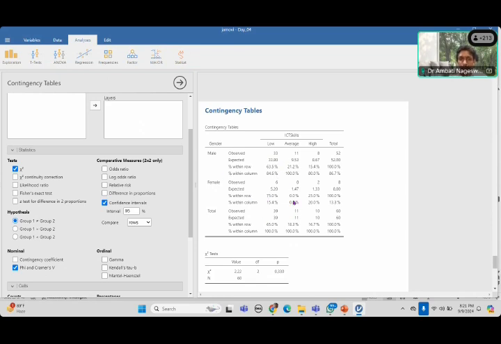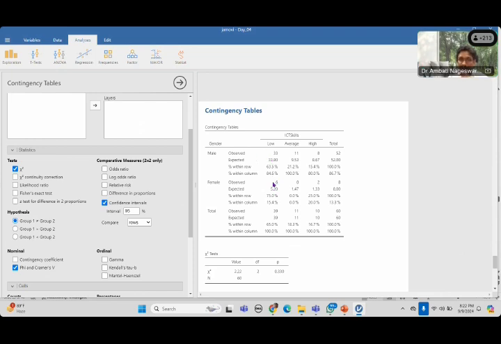Now the point I want you to remember is that this is called expected frequencies. This is called expected frequency here. Now here we have a row. This is called a cell. These are all called cells.